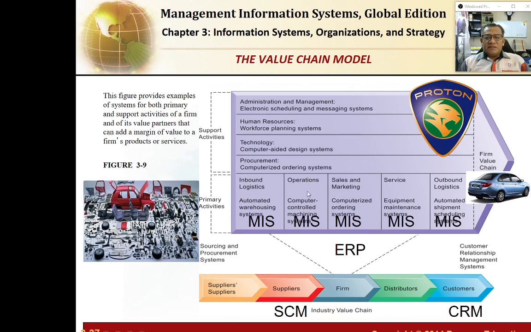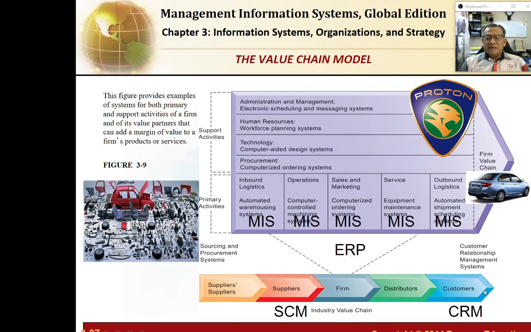At the production, they have this computer-controlled machining or assembly, right? At the sales and marketing, they have this computerized ordering system. At the service department, they have equipment, spare part and maintenance. At the outbound, they have a computer system like an automated shipment scheduling system. So all these could be integrated into a single ERP system like Oracle or SAP, right?